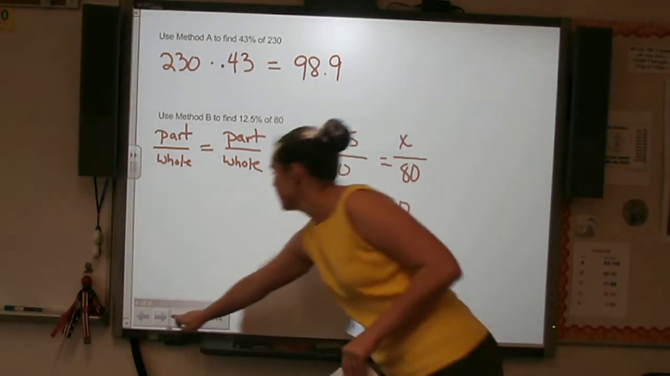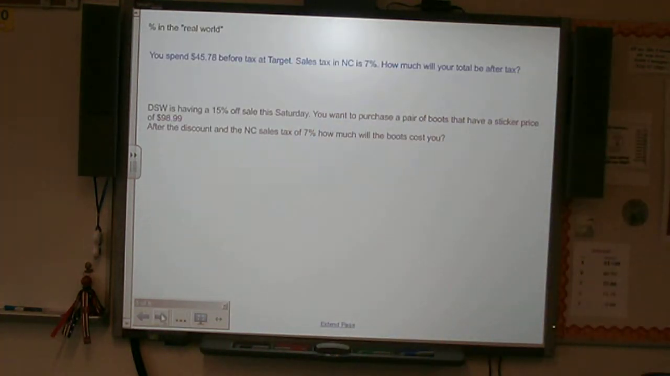All right, percentages in the real world. Our first question is, you spend $45.78 before tax at Target. Sales tax in North Carolina is 7%. How much will your total be after tax? Your second question, DSW is having a 15% off sale this Saturday. You want to purchase a pair of boots that have a sticker price of $98.99. So after the discount and the sales tax of 7%, how much will the boots cost you? Again, you may want to pause the video, work out the problems, and resume play to check your work.